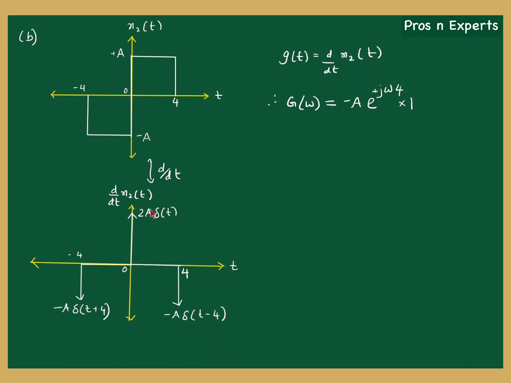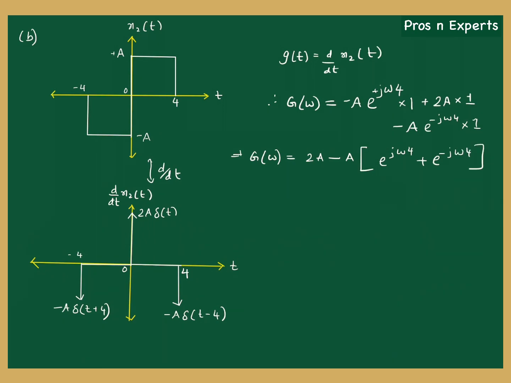Now let us look at this impulse. What is the Fourier transform? It is 2a into the Fourier transform of del of t, which is 1. And we have one more impulse here, that is minus a into del of t minus 4. Its Fourier transform is e raised to minus j omega 4 into the Fourier transform of del of t, which is 1. So I can fairly write g of omega is equal to 2a minus a into, taking minus a common, e raised to j omega 4 plus e raised to minus j omega 4.